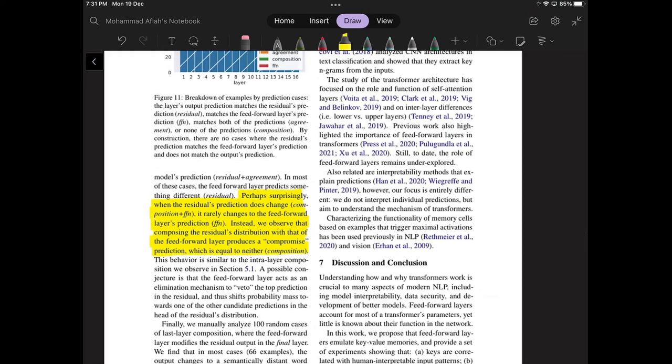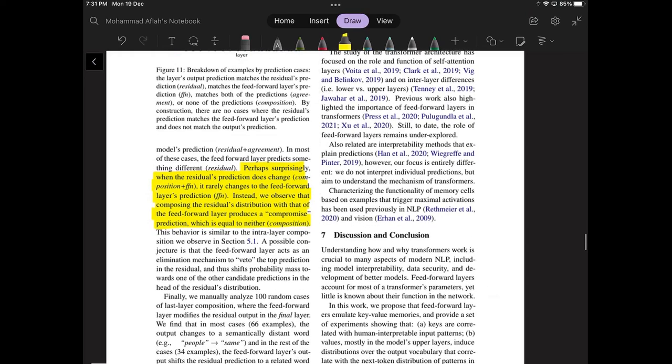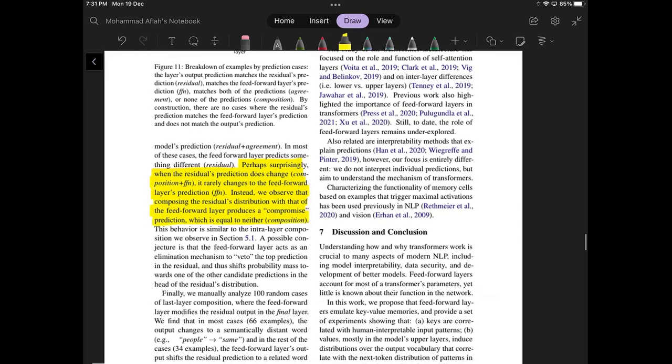This behavior is similar to intralayer composition. A similar conjecture to intralayer composition again applies inside the layer: combining many memories takes away the predictions of all the memories and gives a new prediction altogether. A possible conjecture is that feed-forward layers act as an elimination mechanism to veto the top prediction and thus shift probability mass towards the other candidate predictions.